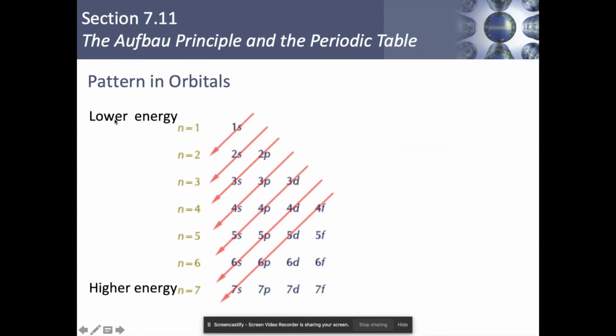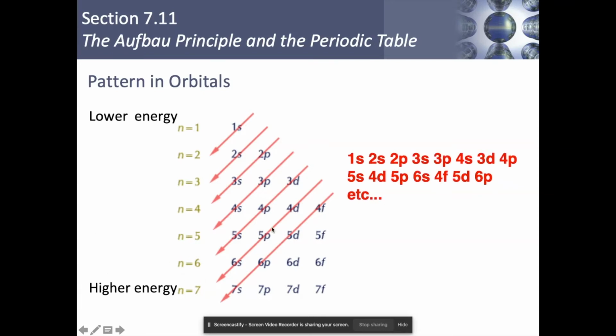But generally speaking, lower energy levels are over here by the 1, and higher energy levels are over here by the 7. Okay, but here's the order. 1s, 2s, 2p, 3s, 3p, 4s, 3d, 4p, 5s, 4d, 5p, 6s, 4f, 5d, 6p. So at first it looks okay, not too bad. And then right here is where it starts to get weird. You go 4s, then you go to 3d, then you go 4p. So what's the deal with this?